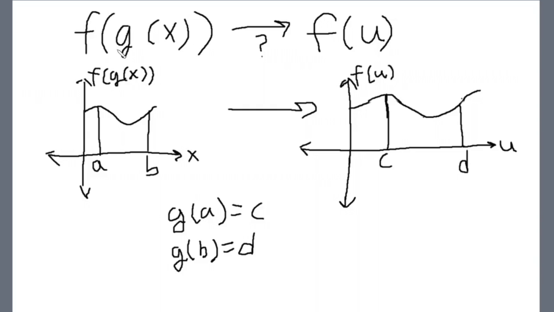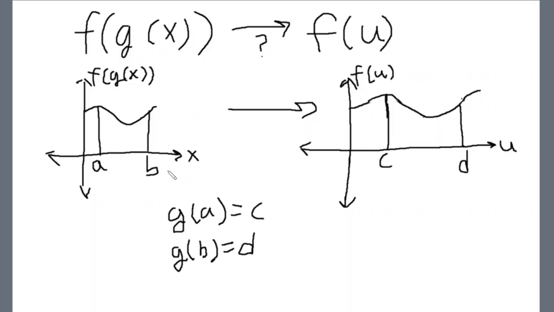To better understand this, we need to take a look at what happens when we change the input to the function g of x with u. Let's say this is a graph of the function f of g of x, and then we have x on this axis. To understand transformations, we should look at a certain part of the function. These two values a and b represent the bounds for the function.